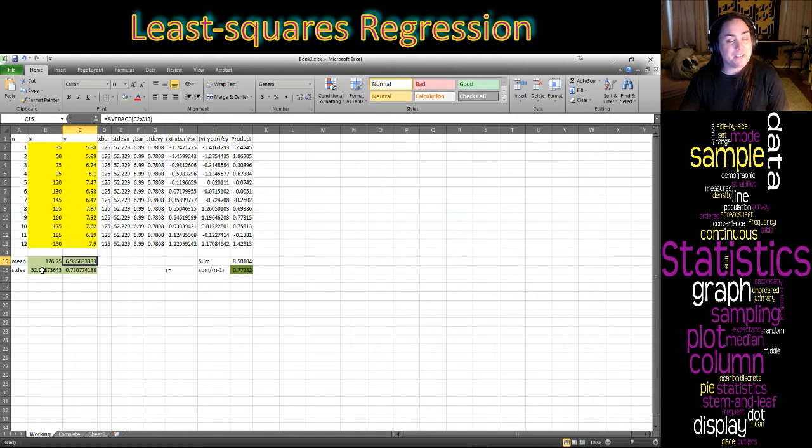For b sub 1, the slope of that least squares regression line, I need r, which I have right here, about 0.773. And I need both the sample standard deviations, which I have right here, 52 point something and 0.78 something. I just got to take these 5 values and move them over to my worksheet where I'm doing my work. So let me do that.